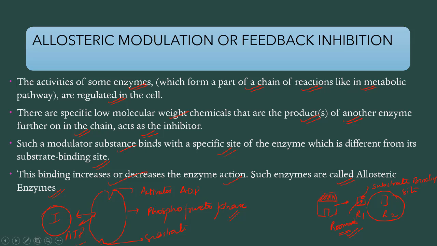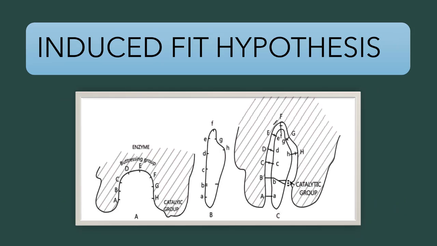Then isoenzymes or isozymes I have already discussed. Like lactic dehydrogenase, it has five isoenzymes. They have the same molecular formula. They are basically prepared from the same parent gene.